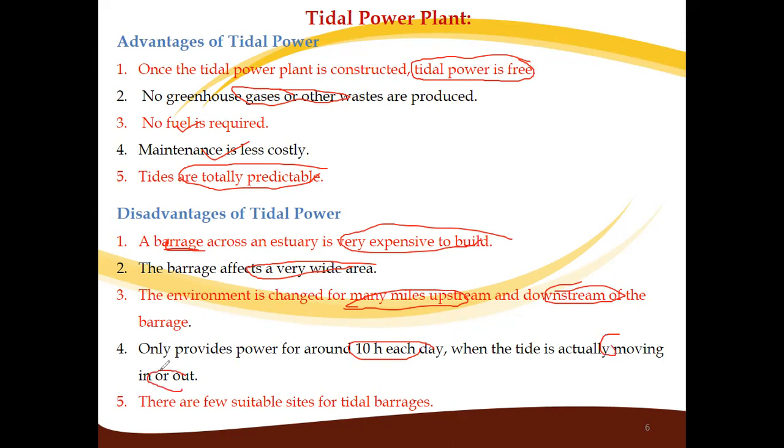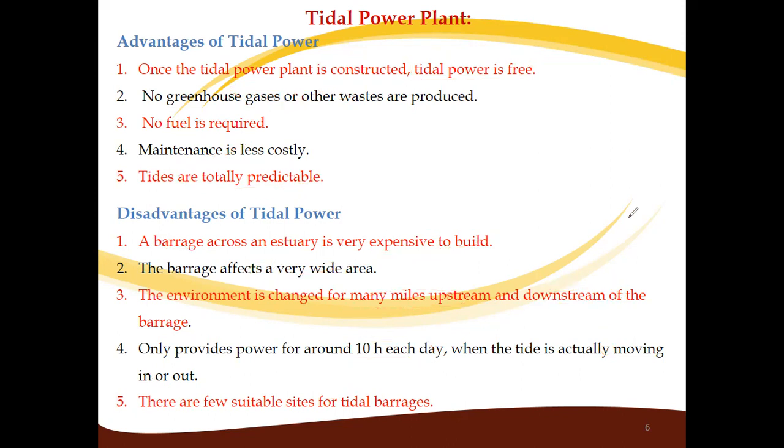And there are few suitable sites for constructing a tidal barrage or dam inside the ocean. So these are some disadvantages of tidal energy. So this is all about what is meant by tidal energy and how we can convert tidal energy into electricity. That is how we can use tidal energy for power generation.